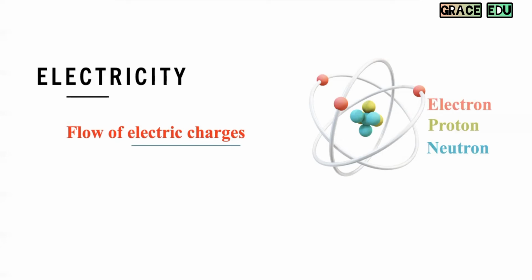Electrons always carry a negative charge, and protons are positively charged. As the name indicates, the neutron has zero charge, or this neutron has no charge.